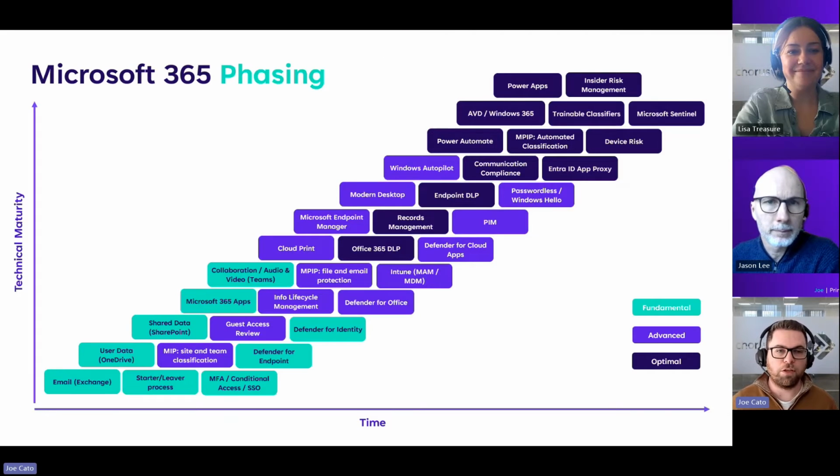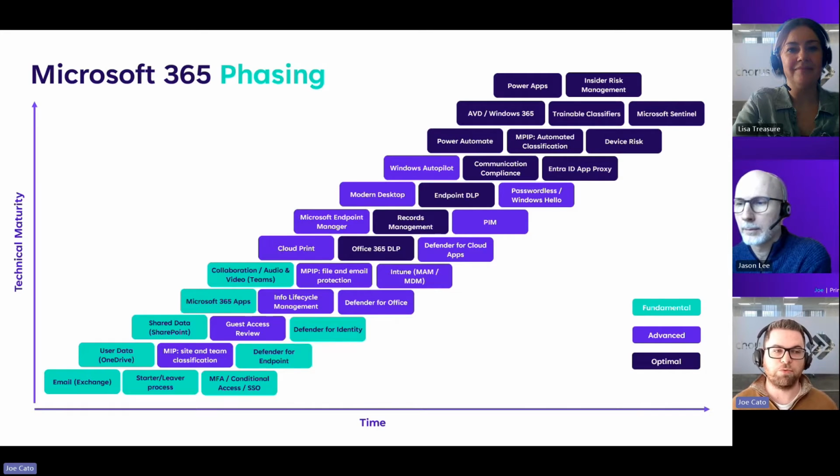Cool. So we'll now move on to the advanced phase, which comprises organization-wide migrations of the items that we demonstrated with those POCs, followed by security and productivity items. And it also includes some of the compliance features, such as using Microsoft Information Protection to apply classification labels to those sites and teams.